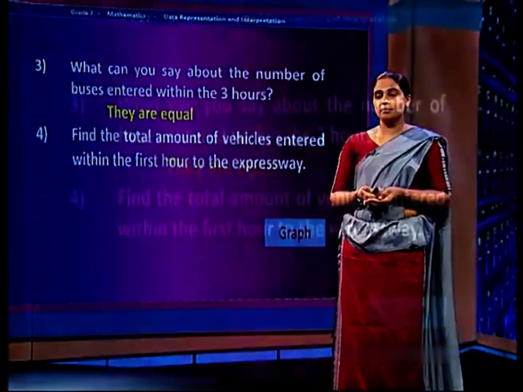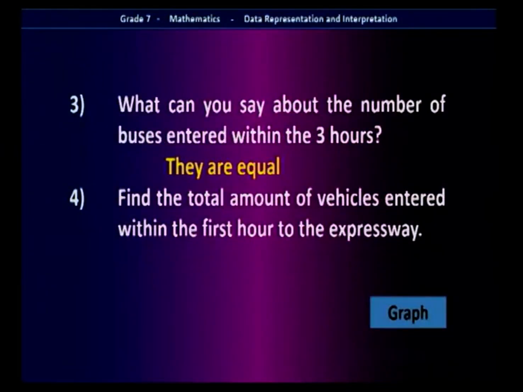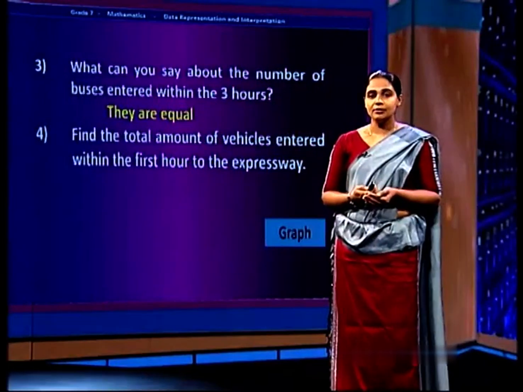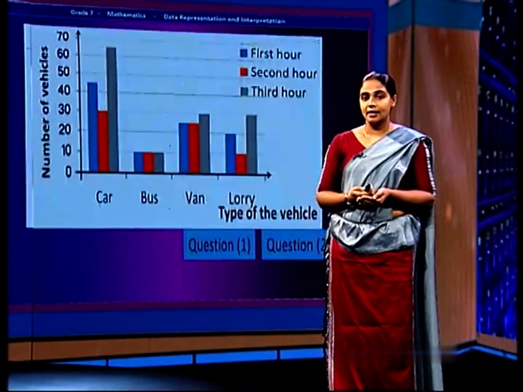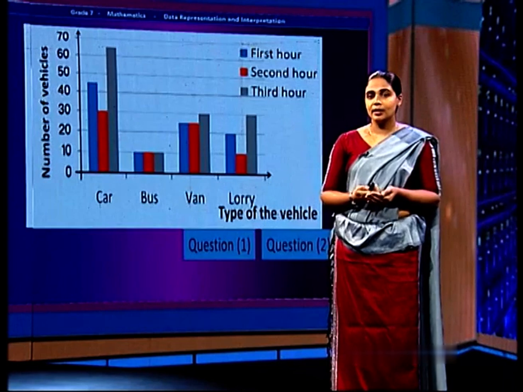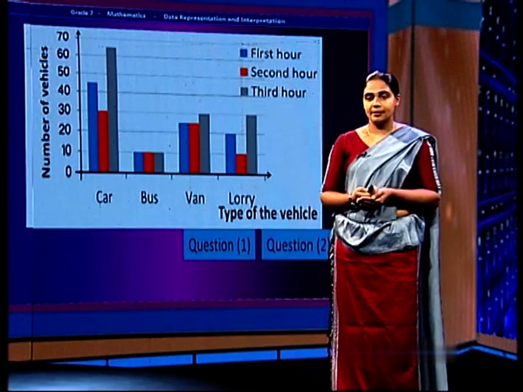Now the fourth one. Find the total amount of vehicles entered within the first hour to the expressway. Now what is the question? First read the question well. Find the total amount of vehicles entered within the first hour to the expressway. Within the first hour. Now you should go to the graph again. Now I am showing it. Then you can count within the first hour.